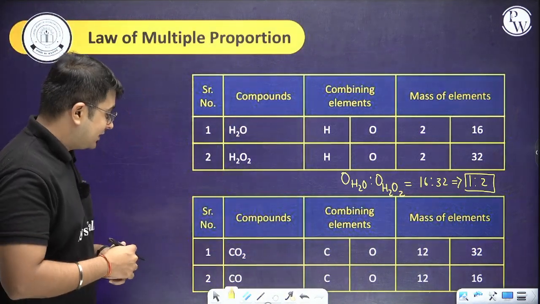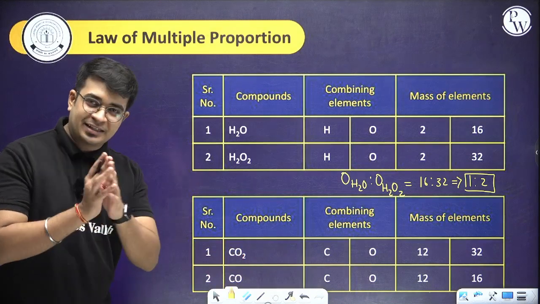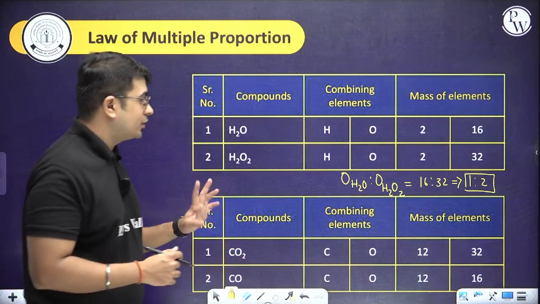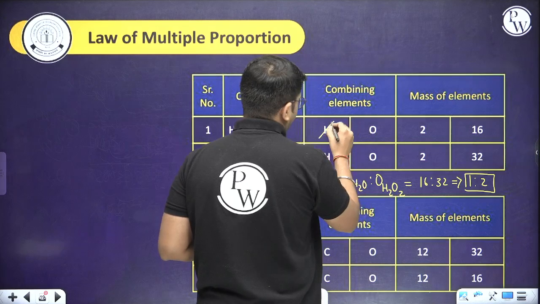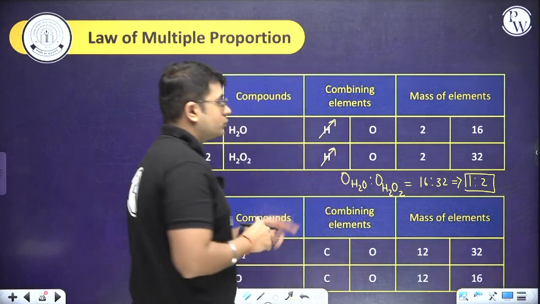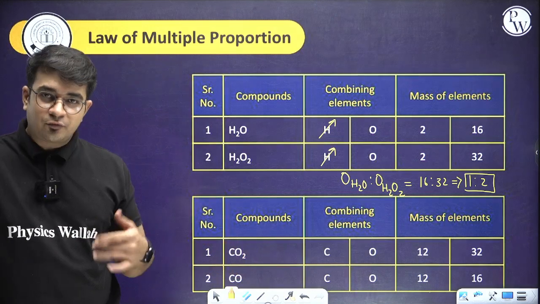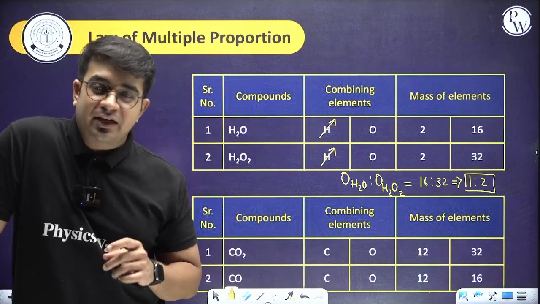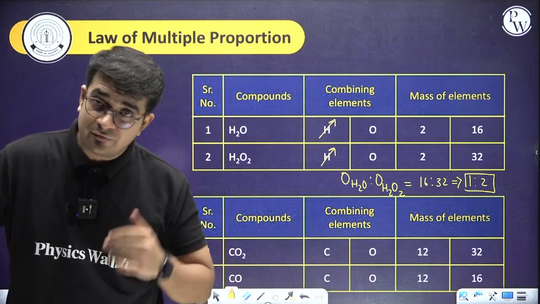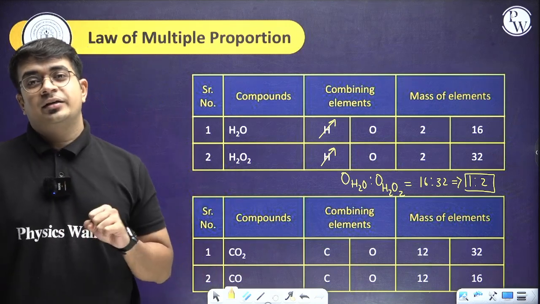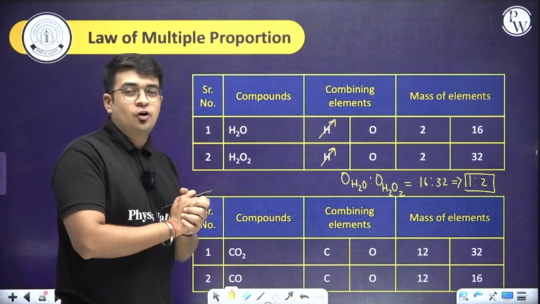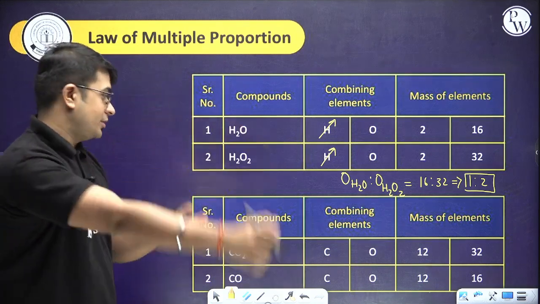Next, you can take the example of CO2 and CO and try to do it by yourself by fixing the mass of hydrogen. So here I am fixing hydrogen, here I am fixing hydrogen because both masses are 2 and 2. If this is not the case, you just have to make sure that only one element has the same mass so that you can fix the mass of that particular element. So that's the basic idea about the law of multiple proportions.